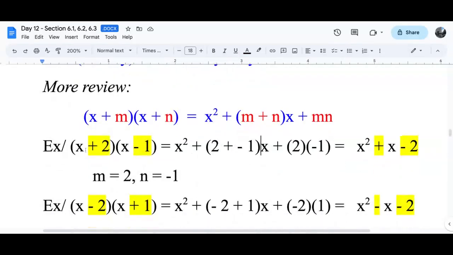So let's say this. We have x plus 2 times x minus 1. So we do x squared. Then m is 2, n is negative 1. We add those two. So 2 plus negative 1, that is 1x. So 1x or x. Then 2 times negative 1, we get negative 2.